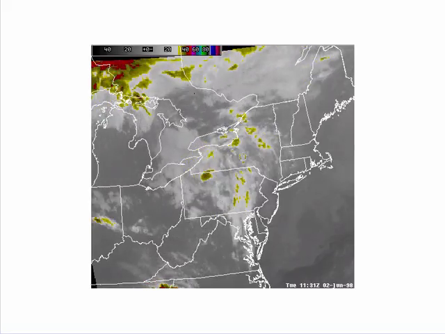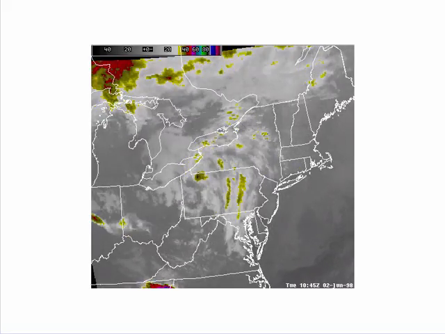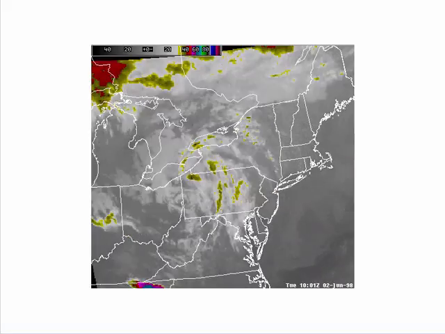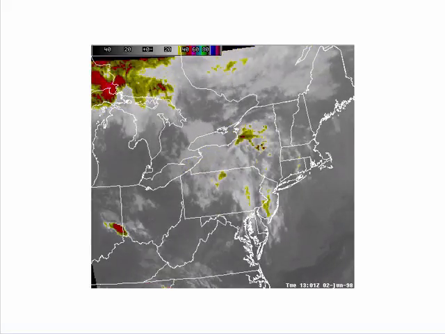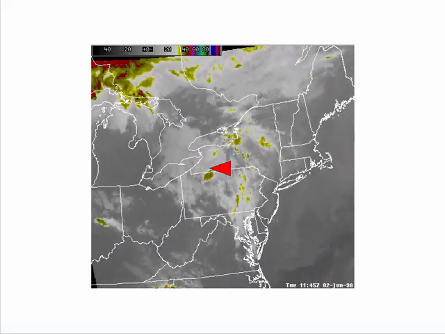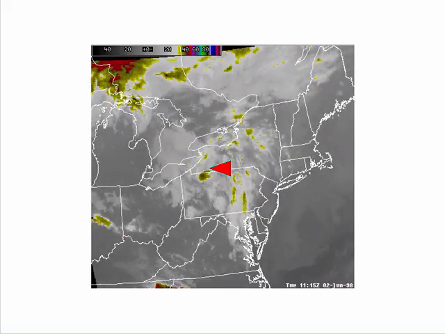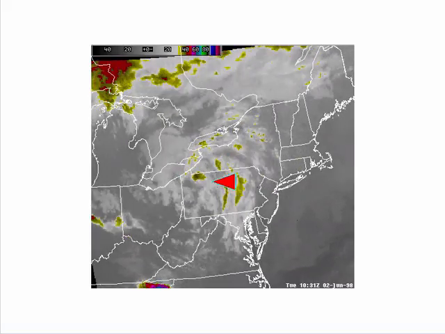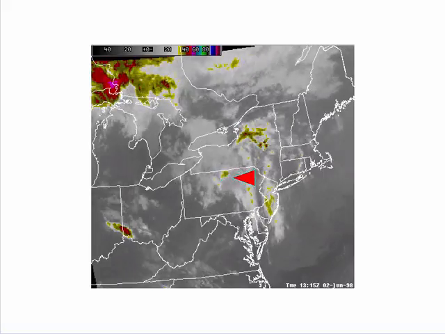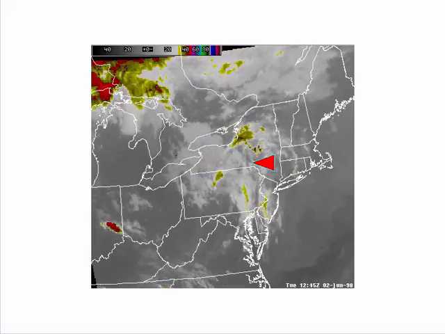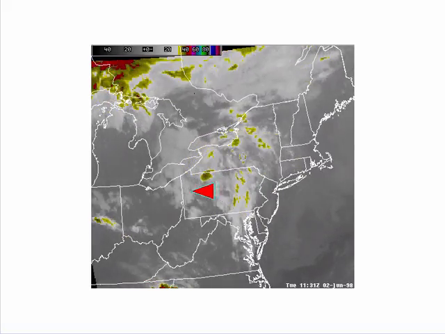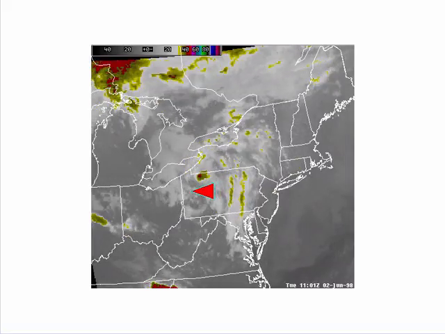Here's the 10.7 micron infrared satellite loop from around 1000 to about 1315 UTC. Feature of interest here is this early day activity. There's some showers, cloud cover early in the period, crossing at least the northern part of the area that we're interested in. The center of the vortex is actually by mid-morning moving out of the Pittsburgh CWA.